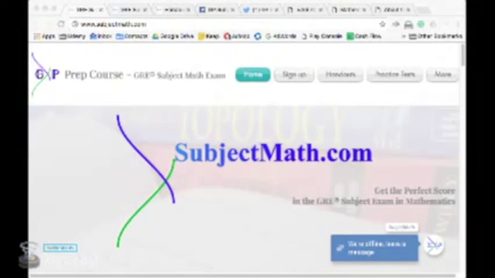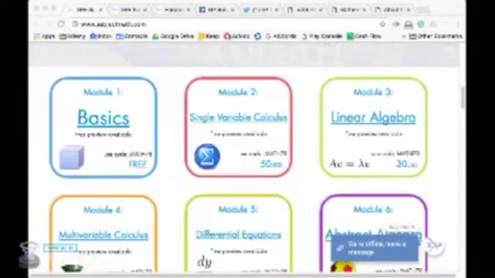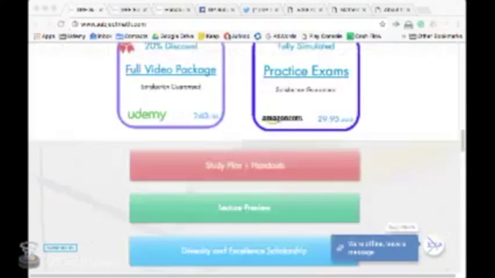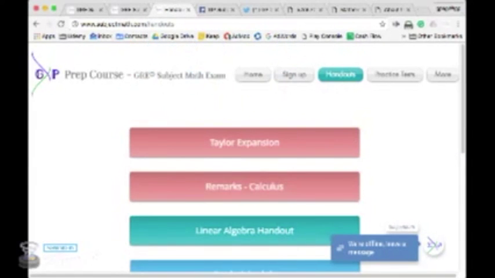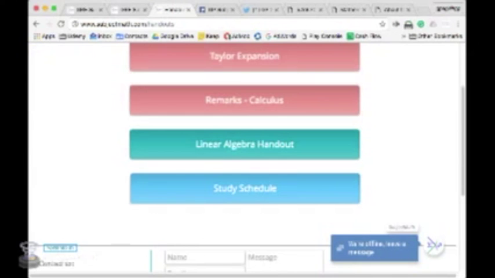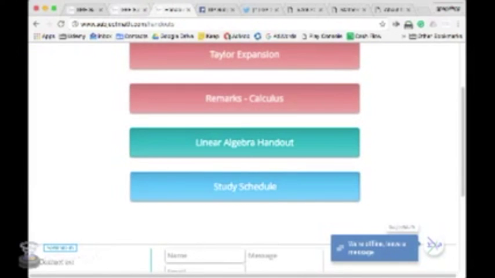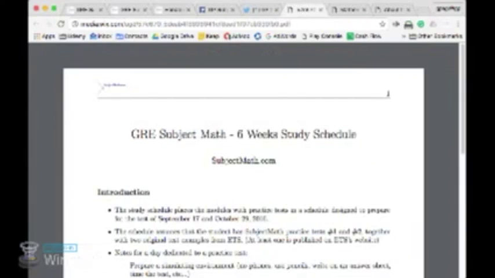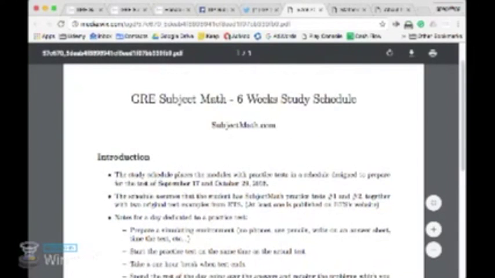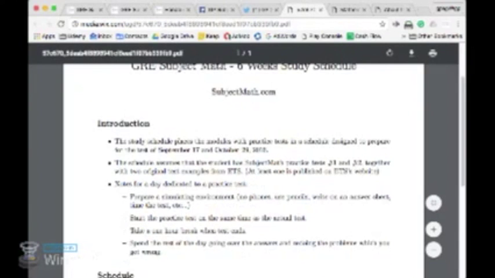Let me show it to you. Once you get to our website, if you scroll down, go to the handouts and study guide. Oh, there it is, study plan plus handouts. You're going to get to this page, and here there's a study guide, a study schedule, and you can see our recommended 6-week study schedule.